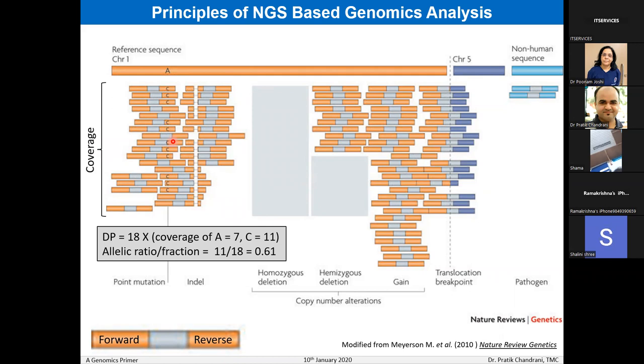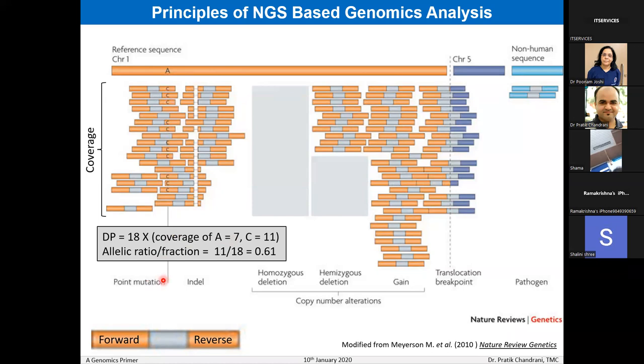But whatever that number is, out of a total of 18X, here we see two different nucleotides at a particular location. A is counted 7 times and C is counted 11 times. So our allelic ratio of this mutation from A to C is 0.6, which is roughly about 50% of the DNA molecules having the reference A base pair, and roughly about 50% of the DNA molecules having the altered form, the C base pair. That signifies a heterozygous mutation. That means that out of two different copies present in our cell, one is altered and the second copy is intact. That is called a heterozygous mutation. And this is an example of a point mutation.